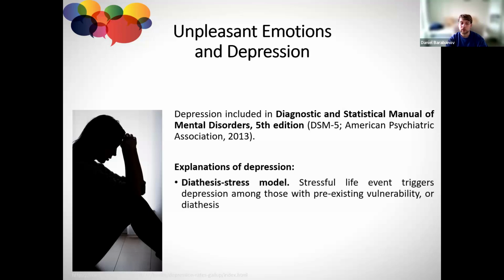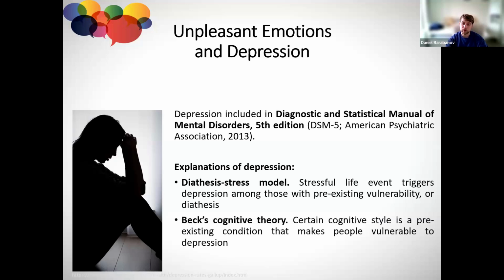The first one is the so-called diathesis-stress model: some people have a pre-existing genetic vulnerability towards stress, and when they face severe stress, they develop depression. So even people with genetic predisposition do not necessarily have depression. It needs to coincide with some severe stress in their life. People who don't have this genetic predisposition, even under severe stress, do not develop depression at all, so they cope with it with other methods.